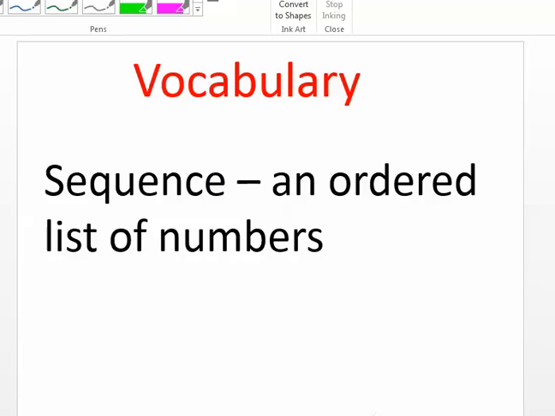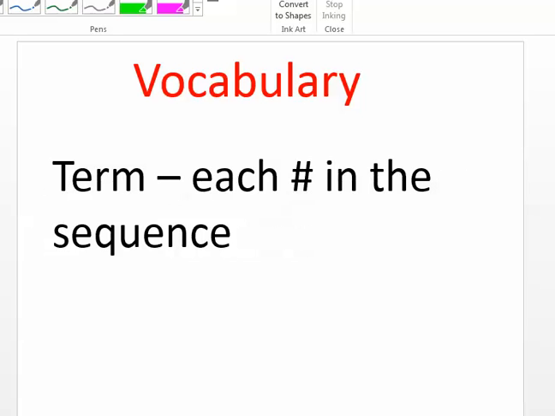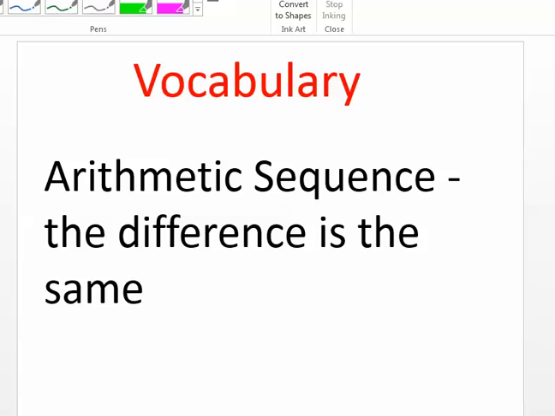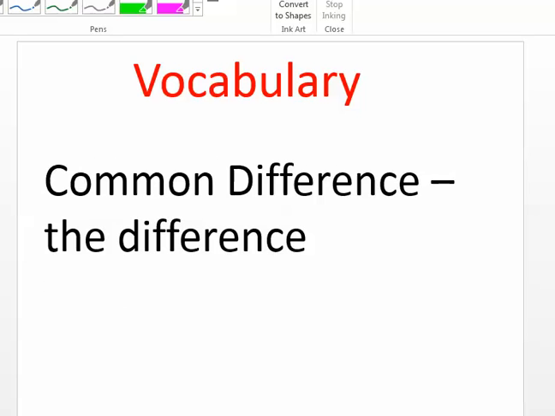With functions, we move on to sequences, an ordered list of numbers. Term: each number in the sequence. Arithmetic sequence, the difference is the same. In other words, every time from one term to the next, it increases by the same amount. We have a common difference, which means the difference, abbreviated as d.